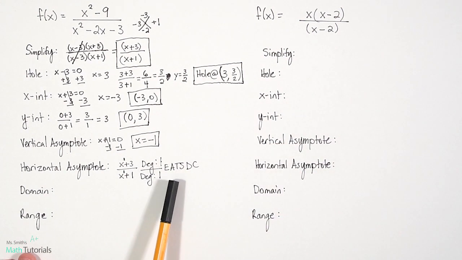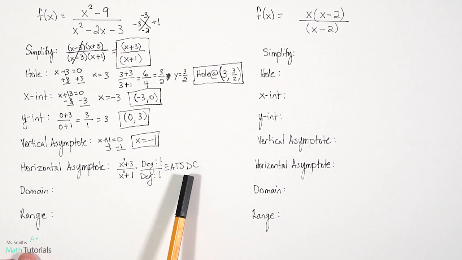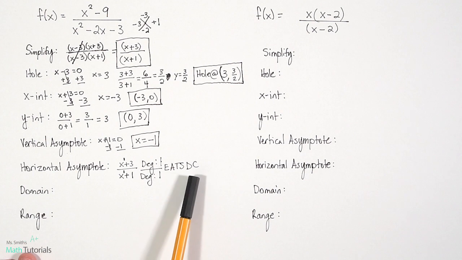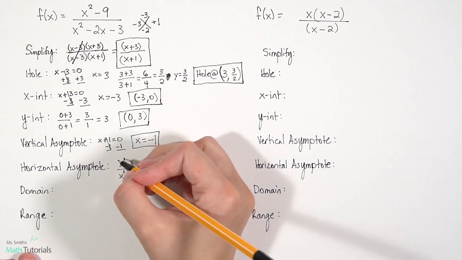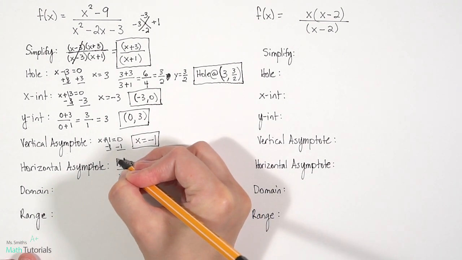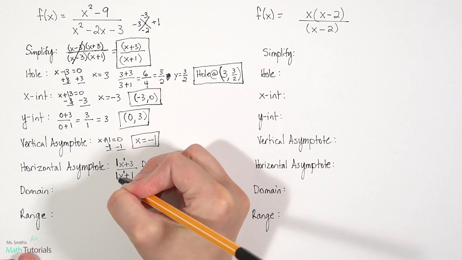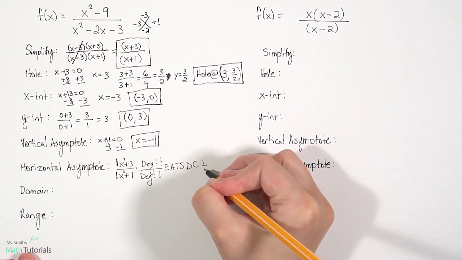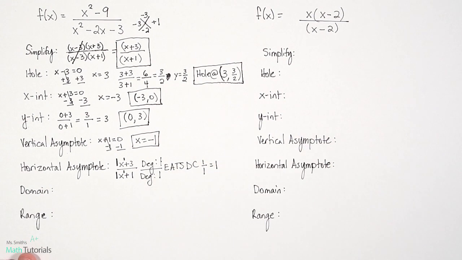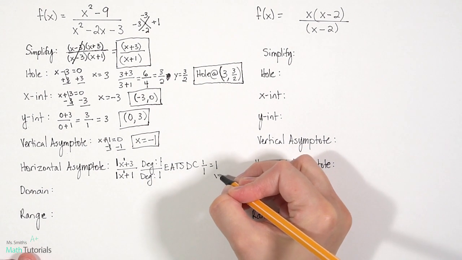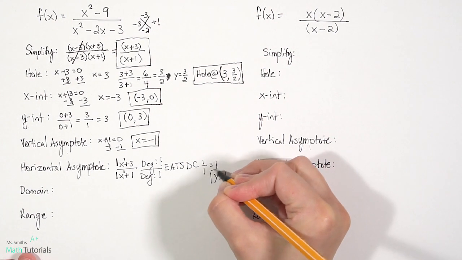And when my exponents are the same, we divide the coefficients. In this case, my coefficient is a positive 1 and a positive 1. And 1 divided by 1 is just 1. So that tells us we have a horizontal asymptote at y equals 1.